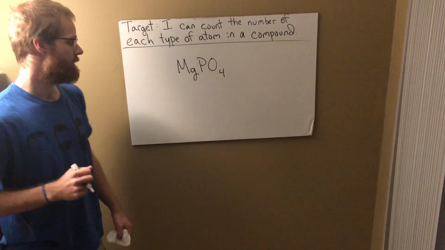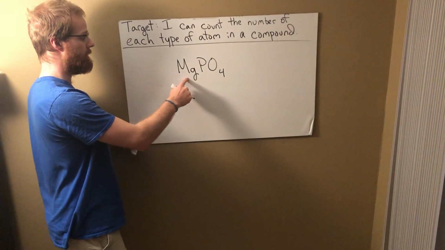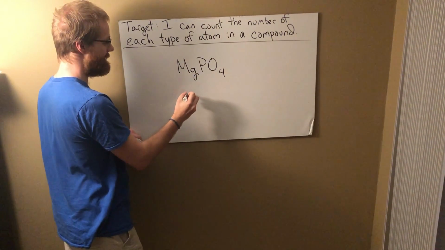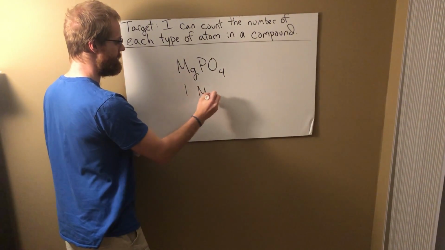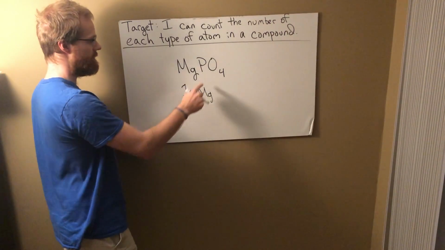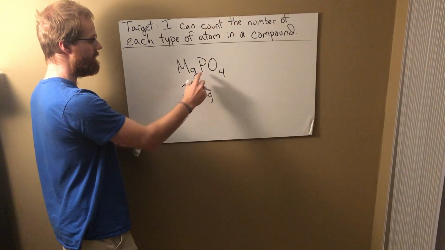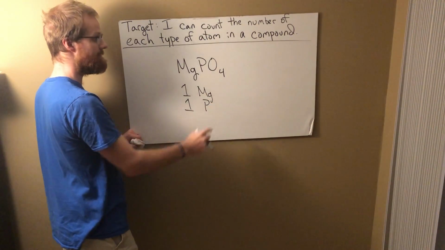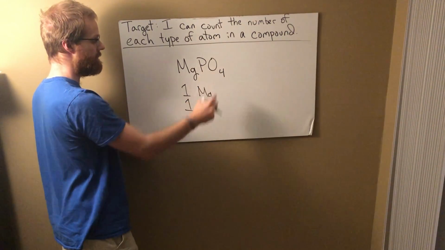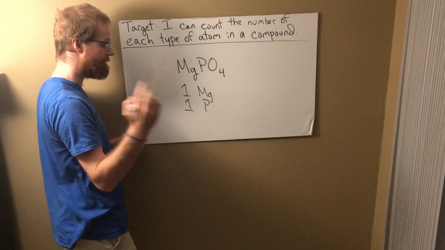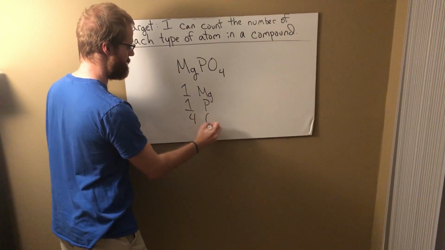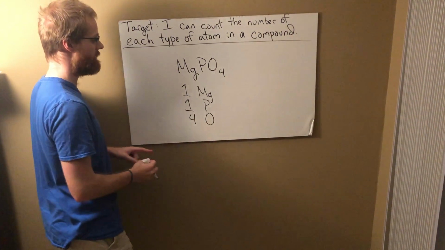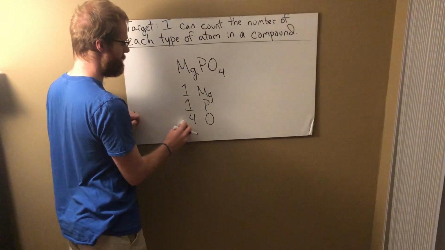Let's go over it. So you'll remember that since there is no number after magnesium, it's just one magnesium atom. Since there's no number after the P, it's just one P. And since there's a 4 after the oxygen, that means there are 4 oxygen atoms. Okay. Again, not too crazy. Let's go over a few more practice problems.